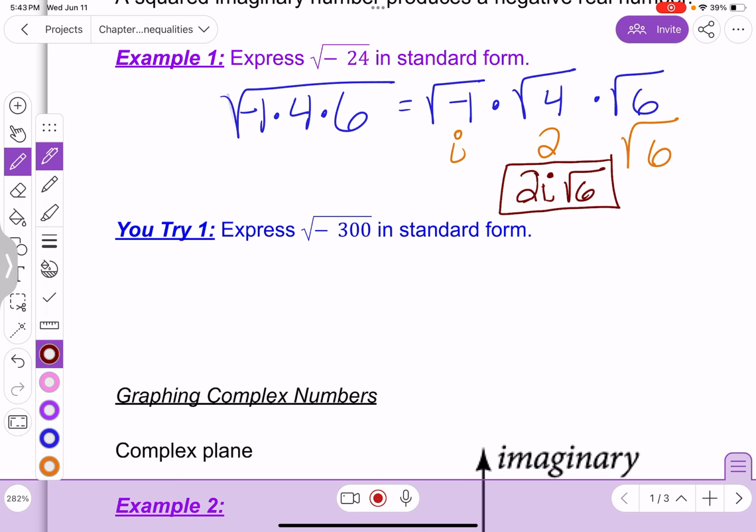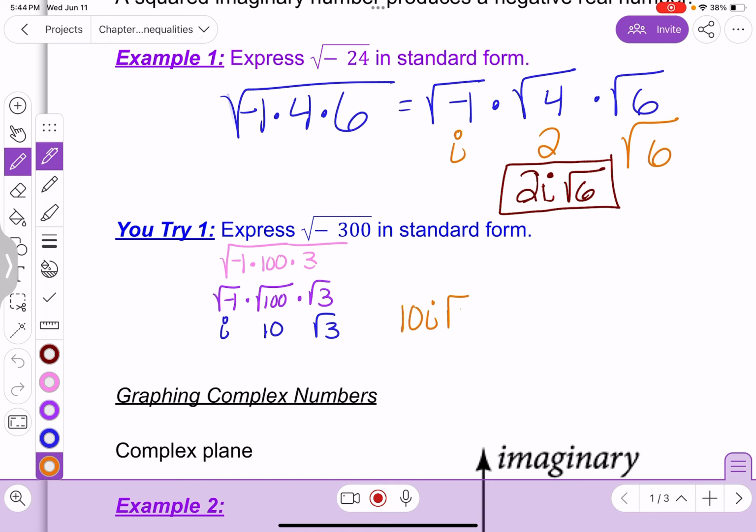So why don't you pause the video and try this one. So -300 could be -1 times 100 times 3, which breaks into root -1, root 100, root 3, which would be i, 10, and root 3. And then our quote-unquote proper math order would be 10i radical 3.